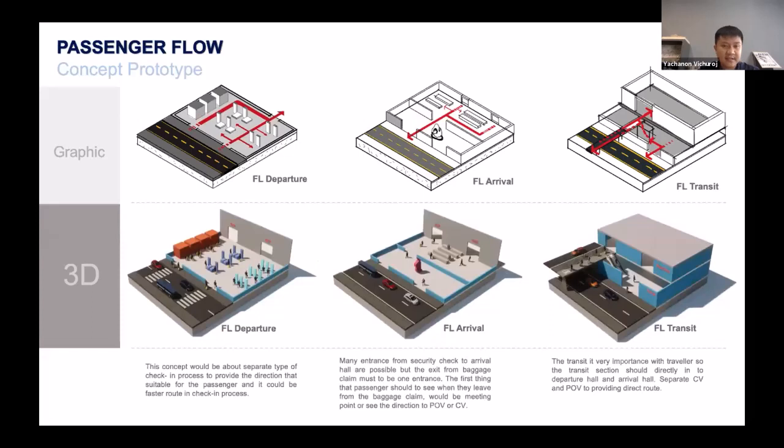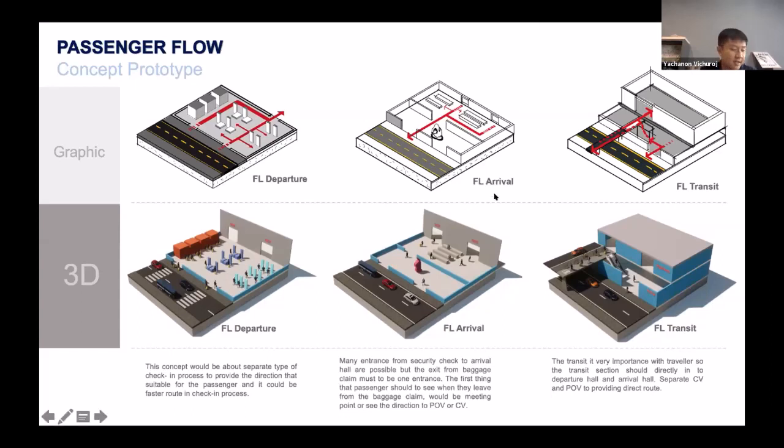And this is the prototype that I created. The first one, the departure hall. The departure hall should separate the check-in solution into self-service check-in and full-service check-in. We should separate them to make it suitable for the passenger. Some passengers already have a boarding pass and don't want to wait in a long queue. So separating the type of service could be better for the passenger.